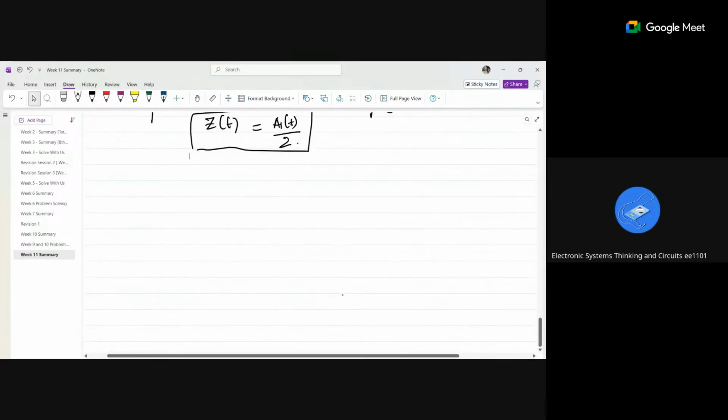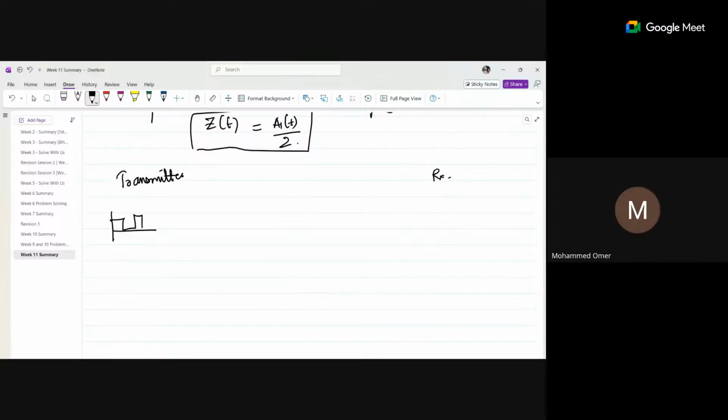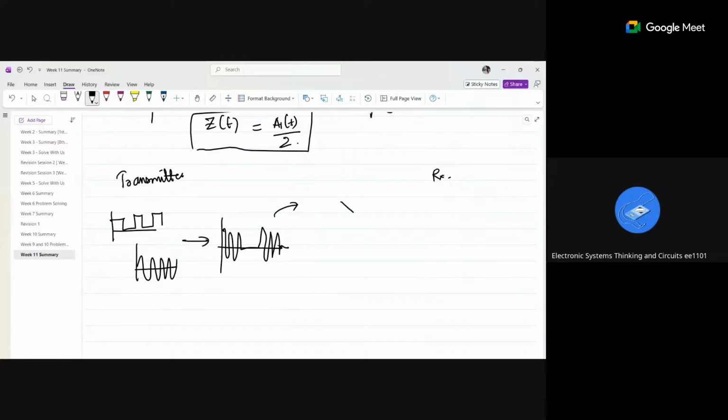So basically, this is the receiver side. On the transmitter side, the data is overlapped with the frequency. Then I have a signal like this. Then this is transmitted. Then this is received.